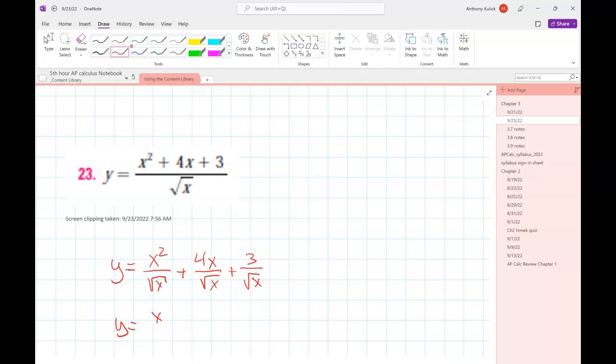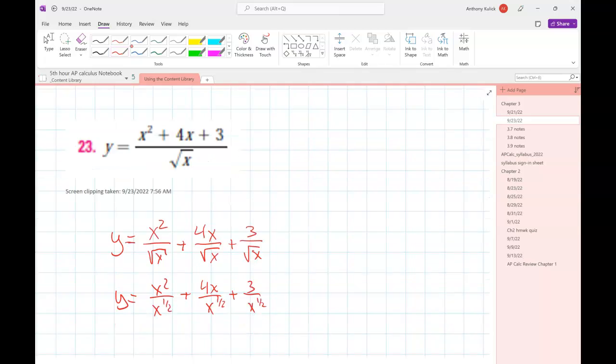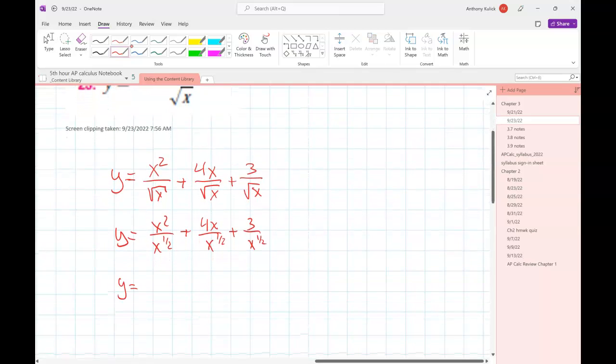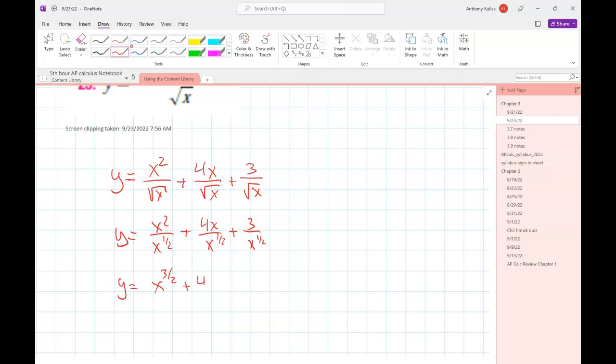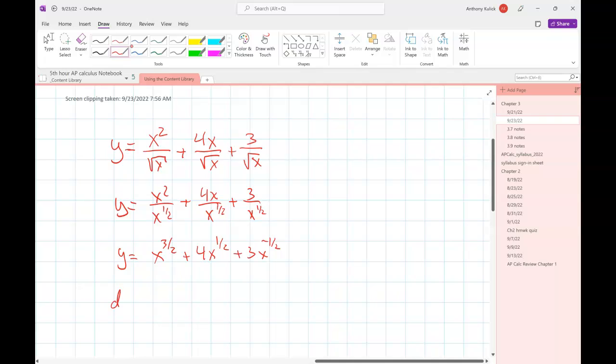And then I remember that a square root is the same as an x to the 1/2. And I notice these first two terms then can reduce. And the last term I can just write with a negative exponent, since it's in the denominator. And now I'm at a good spot where differentiating is going to be easy, right?